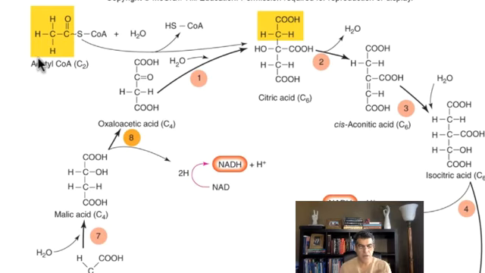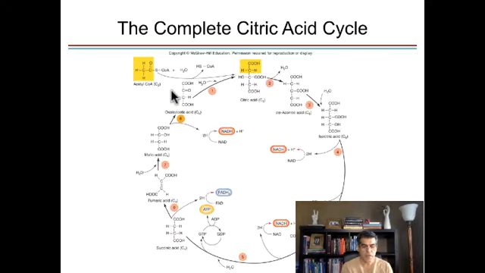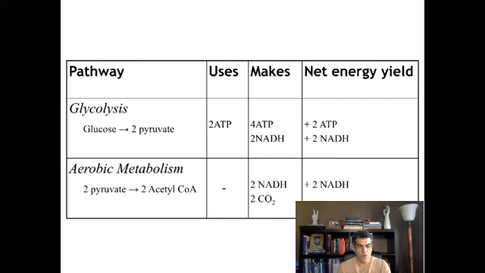When you burn glucose, you create two pyruvic acid. So therefore, by burning one glucose, you also create two acetyl coenzyme A. That means you have to go through this cycle twice per glucose. Before I go further, I want you to take a look at this summary table.